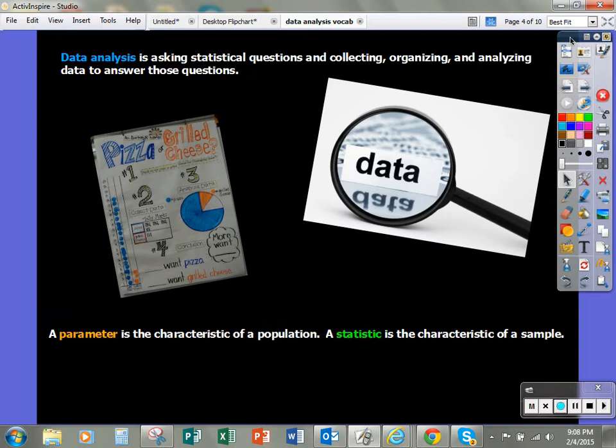Data analysis is simply the process of finding the answers to questions and collecting and organizing the data. Parameters refer to characteristics of a population, and statistics are characteristics of a sample.